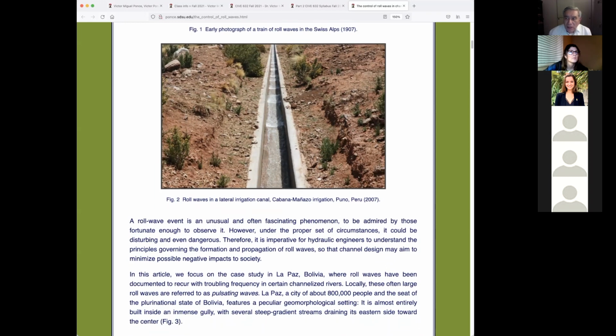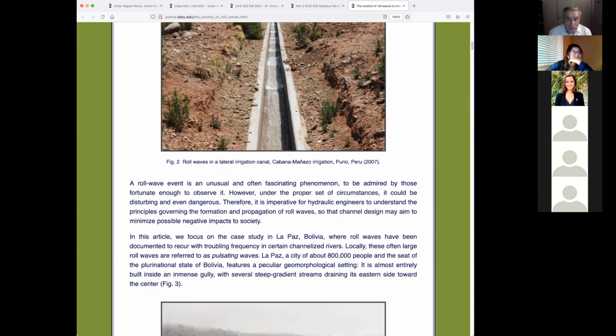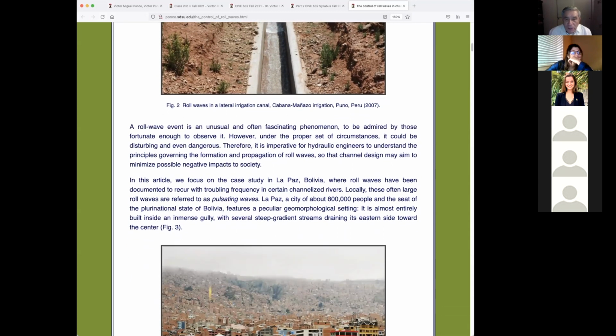This also happened to me up in North County in the year 2005, and I may have already shown you those roll waves in the laminar regime. I have shown you also the video of the laminar roll waves that came down the hill from just right outside of my home. So we have videos and pictures of these events, pulsating roll waves. An unusual and often fascinating phenomenon to be admired by those fortunate enough to observe it.